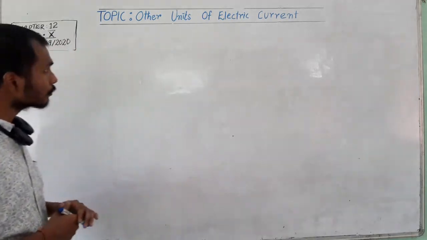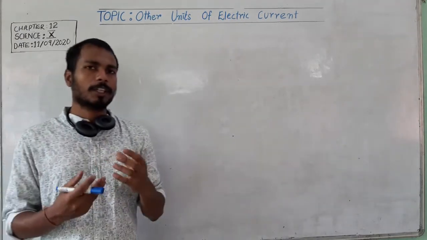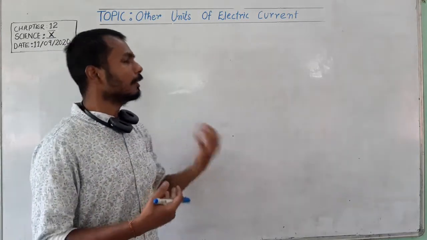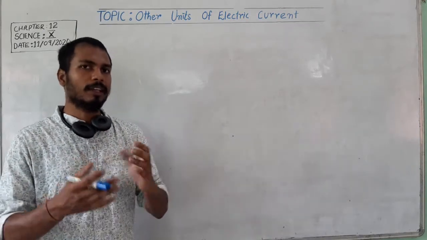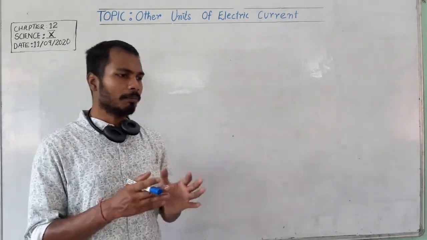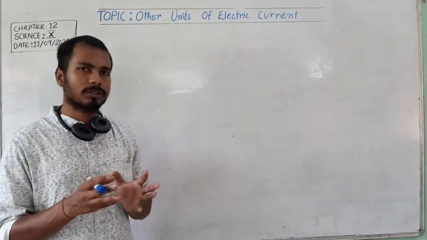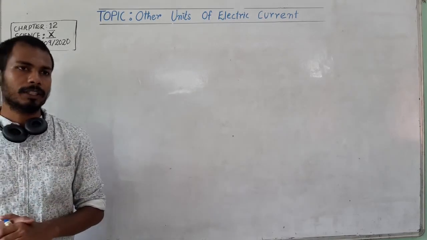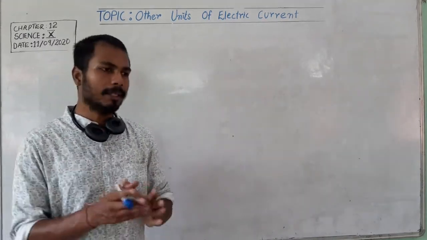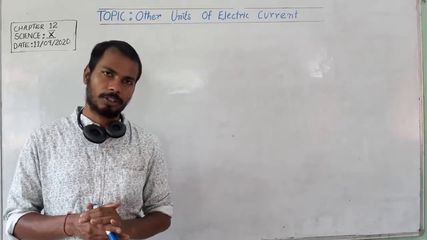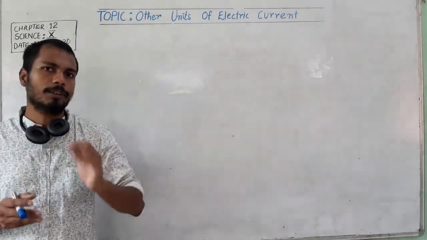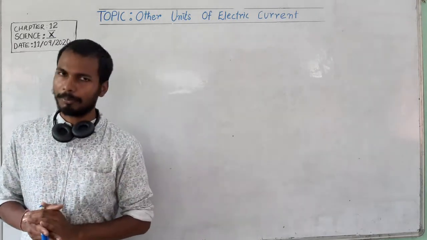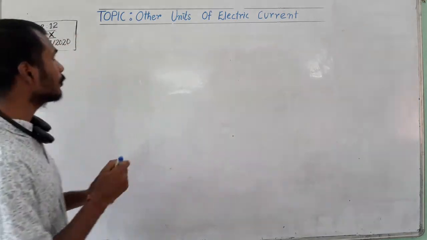Okay. So if the current is very small, then how will you measure? Question arises. If the current is very small, then how will you measure? In that case, the ampere unit is not precise. So we are going to use another unit, that is milliampere. Milli is very much smaller than ampere. And again, if the current is very small, then what will we use? We will use a unit that is microampere. Okay, got it?